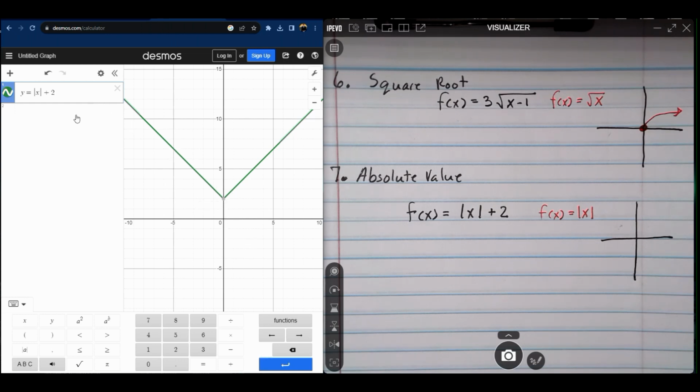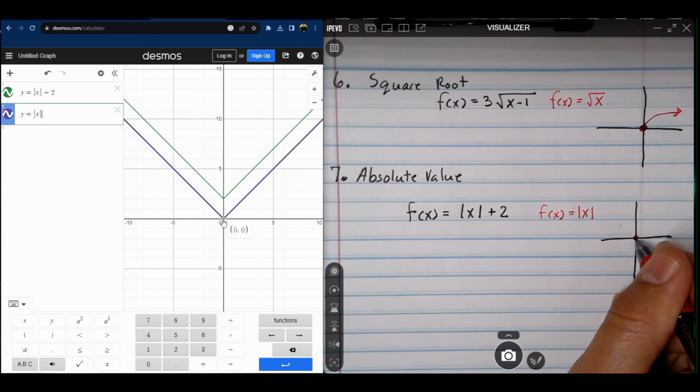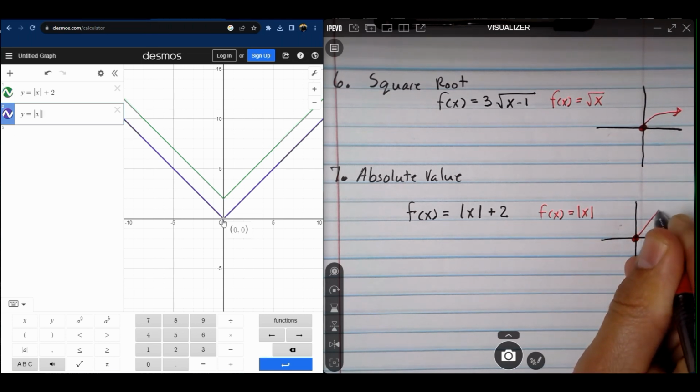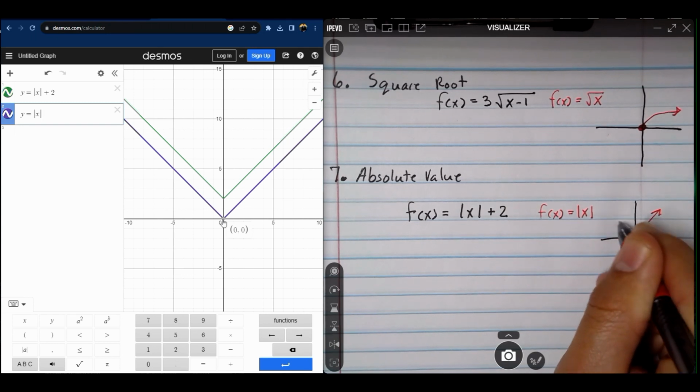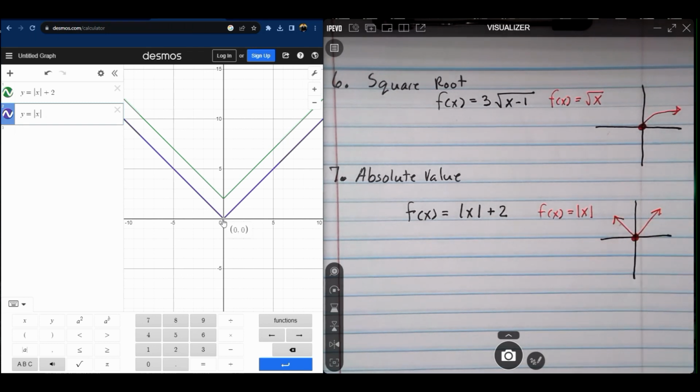Now if we just go back and we do the parent function, so if I do y equals the absolute value of x, notice it shifts back down and it starts at origin. So I'm going to write that original one, and it looks like a v coming out, and that is an absolute value function.